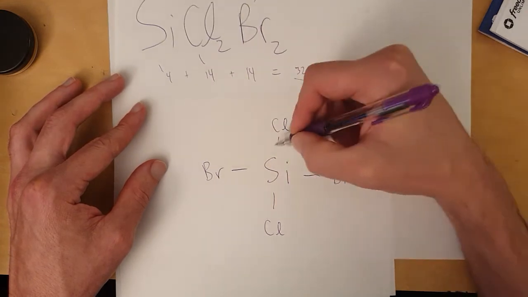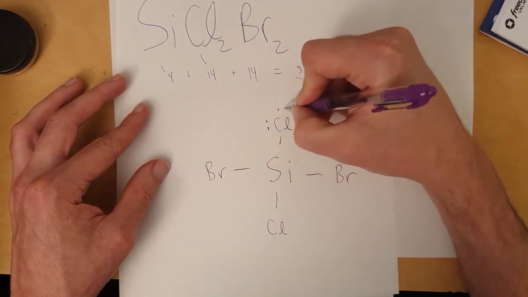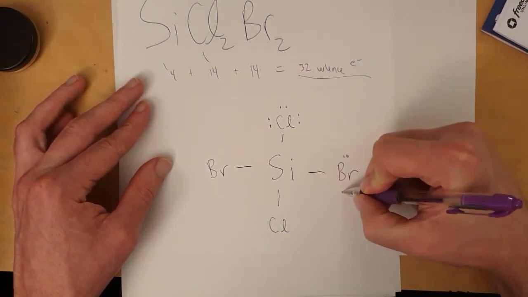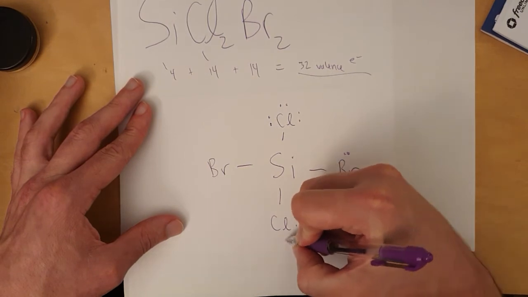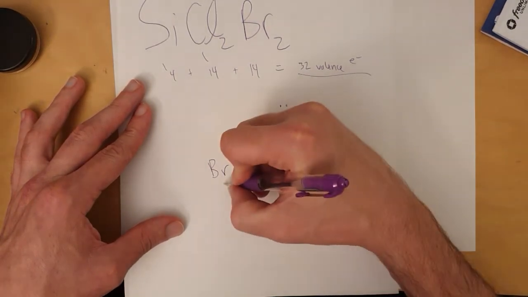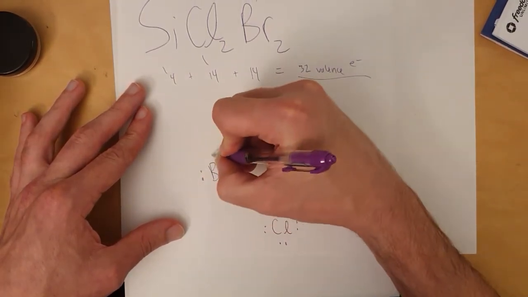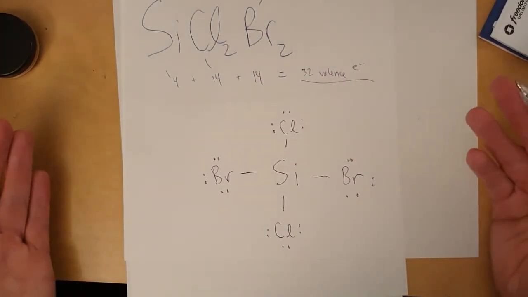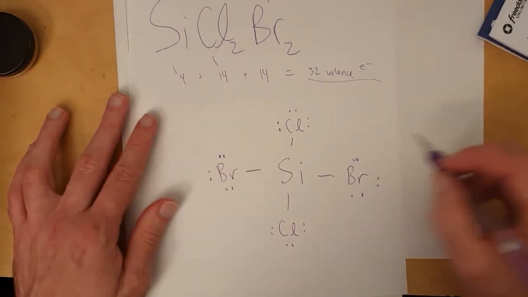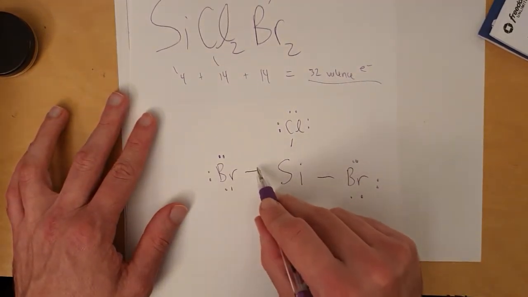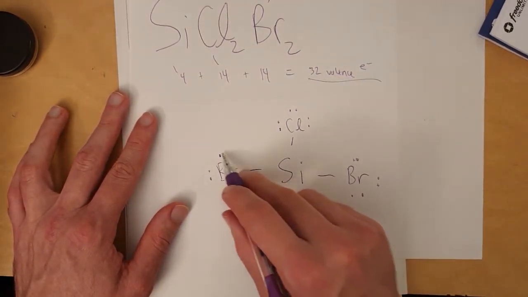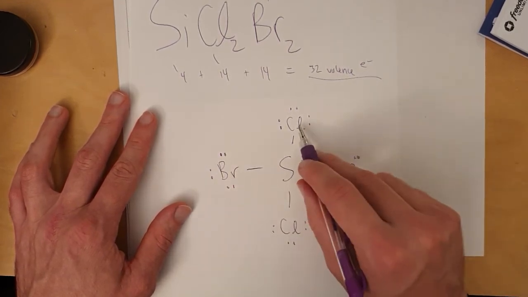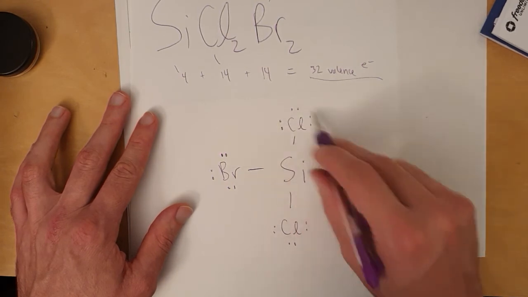But let's see. 2, 4, 6, 8, 10, 12, 14, 16, 18, 20, 22, 24, 26, 28, 30, 32. We stop at 32 because I said we're supposed to have 32. So let's look. I put on 32. Did that work? Well, this bromine, we've got to check against the rules now. There's no hydrogen, so these all have to satisfy the octet rule. Bromine has 2, 4, 6, and 8, so bromine is good. Chlorine has 2, 4, 6, and 8, so chlorine is good.